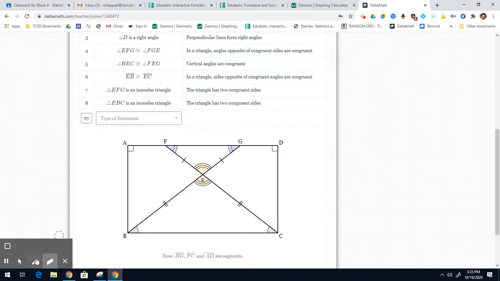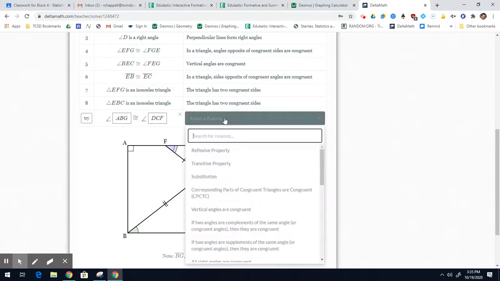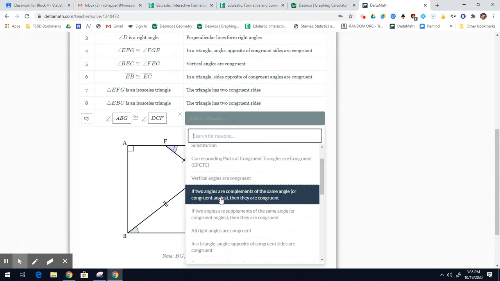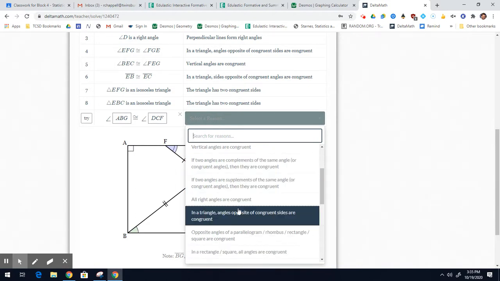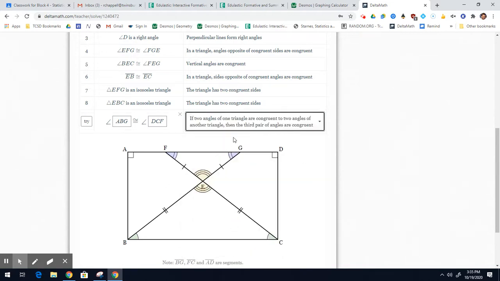So I'm going to say, so again, I did not need the isosceles triangle. That was me reaching. So I now know that angle ABG is congruent to angle DCF. And this is called the third angles theorem. So in each triangle, we have two sets of congruent angles. So if two angles are congruent, then the third must also be congruent.